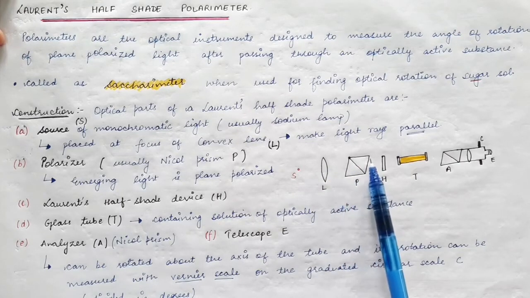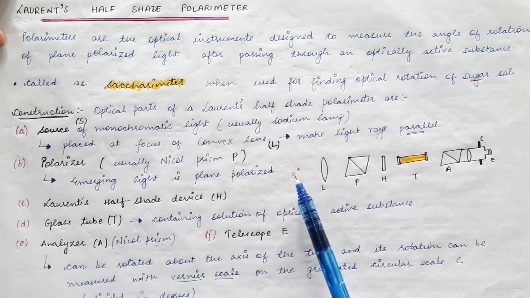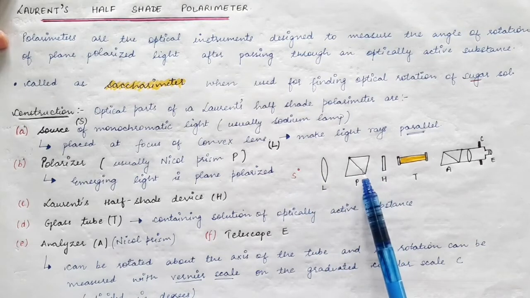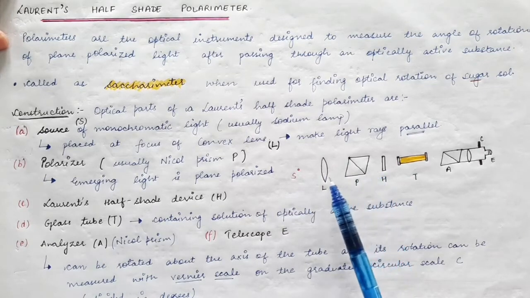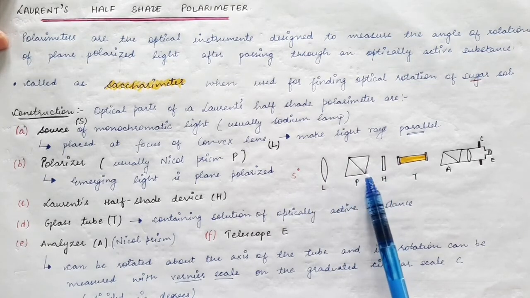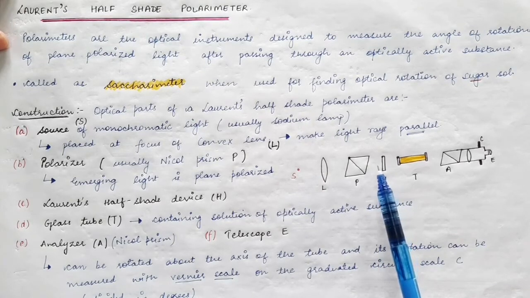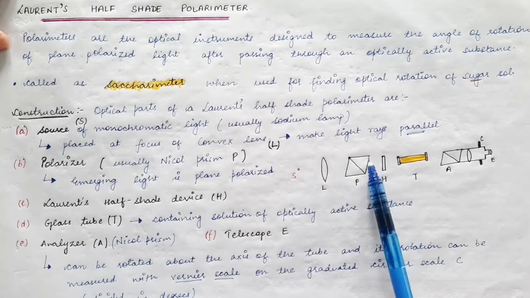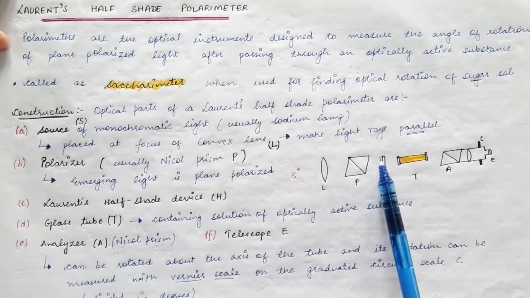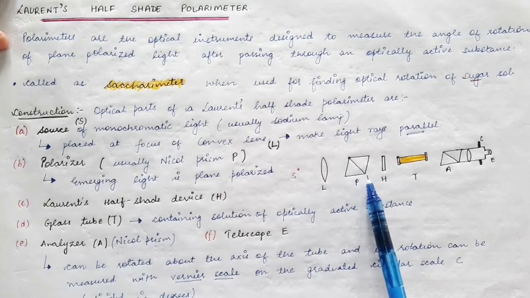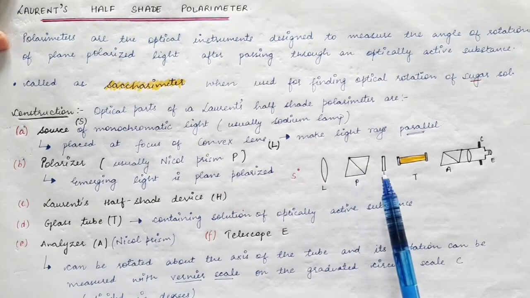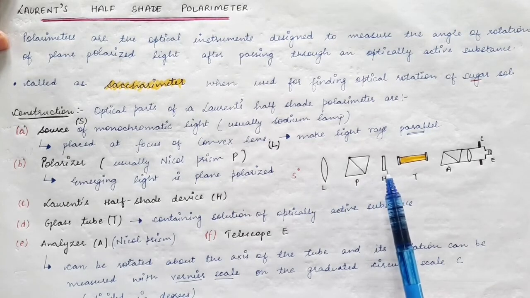Here we have a Nicol prism which acts as a polarizer, because the light coming from the source is not plane polarized. This Nicol prism is used to plane polarize the incoming light. So the light which goes out of this Nicol prism is plane polarized light. And what will be the plane of vibration of the electric field? That will be parallel to the principal section of the Nicol prism. Whatever the direction of the principal section of the Nicol prism, that will be the direction of vibration of the electric field of the outgoing light.